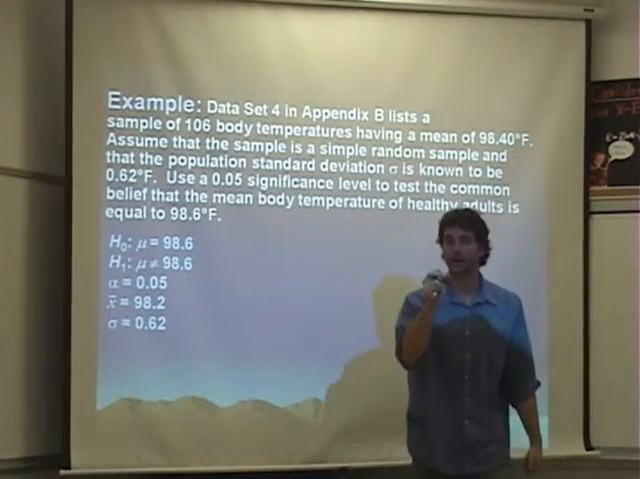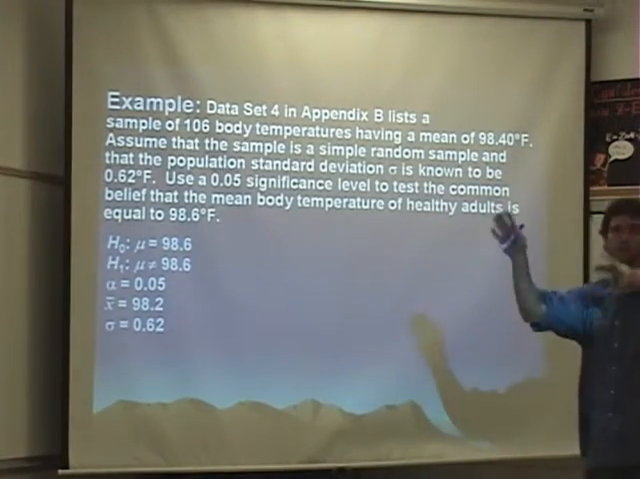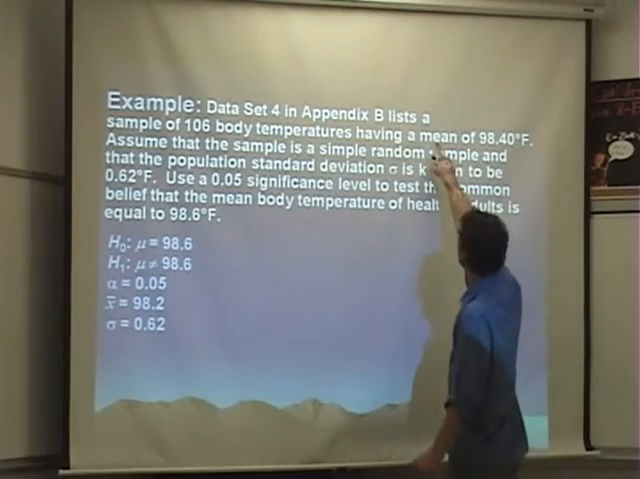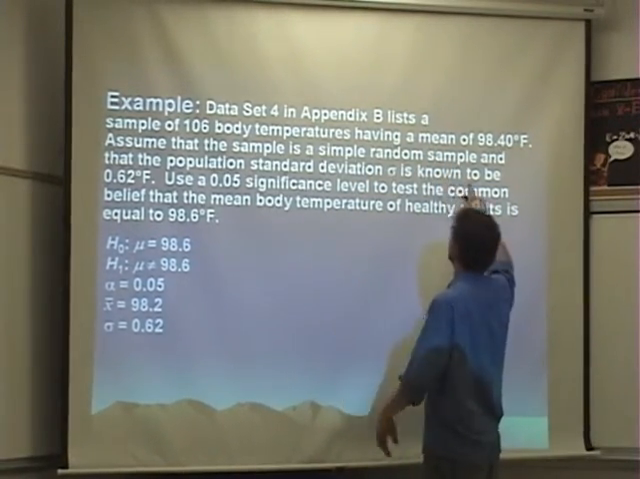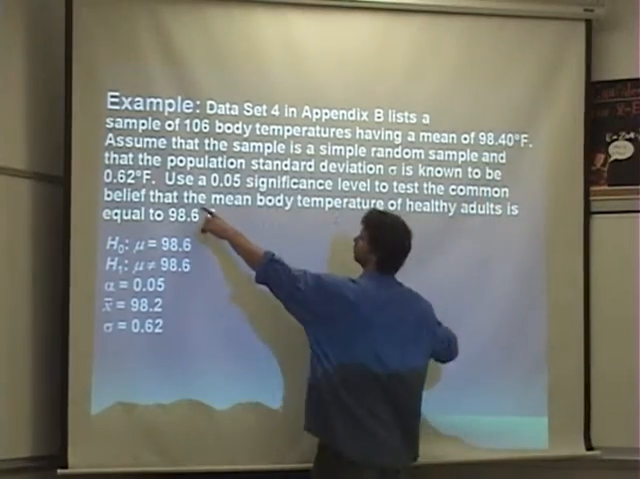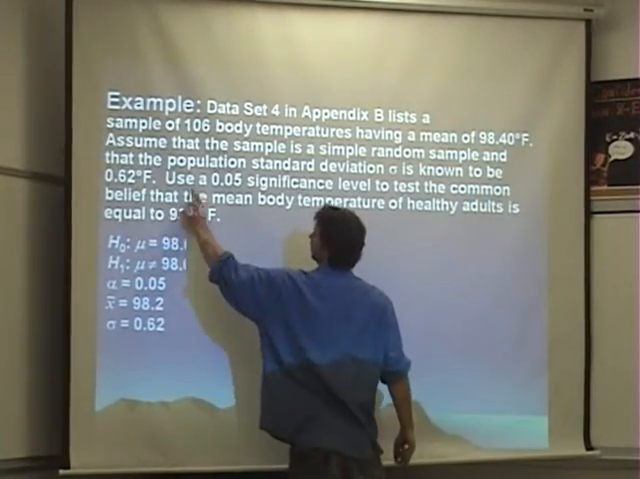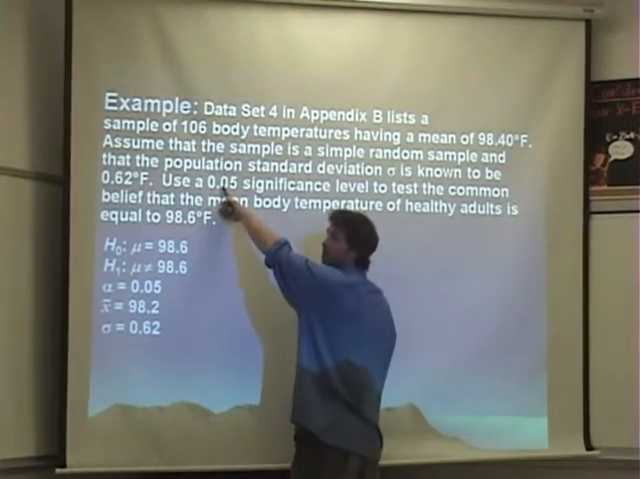When we hit these on the final, that's going to be your key. You have a bunch of different problems, but you know that it's the mean, and you know the standard deviation. Boom. So we know we're in the z-chart. Sigma is 0.62. This is going to tell you that it's a hypothesis test.